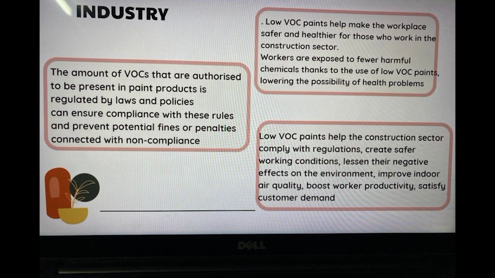Lastly, low VOC paint helps the construction sector comply with regulations, create safe work conditions, lessen their negative effect on the environment, improve indoor air quality, boost worker productivity, satisfy customer demand, and also build a strong brand name. These advantages can help make construction practice more sustainable and also responsible.